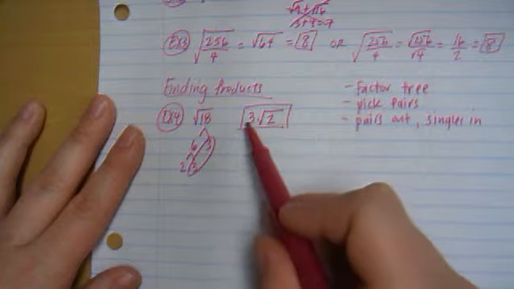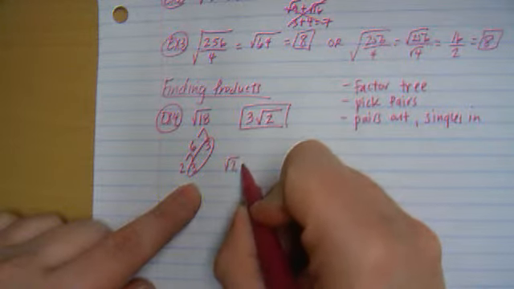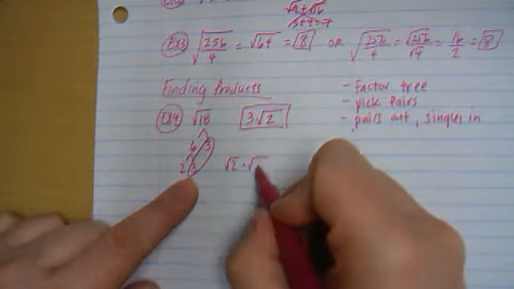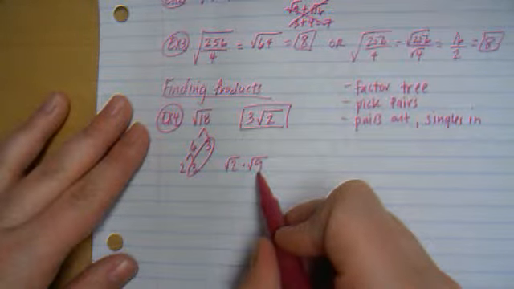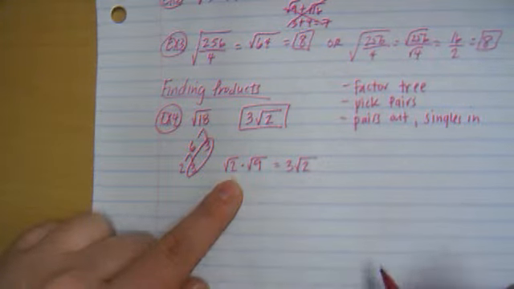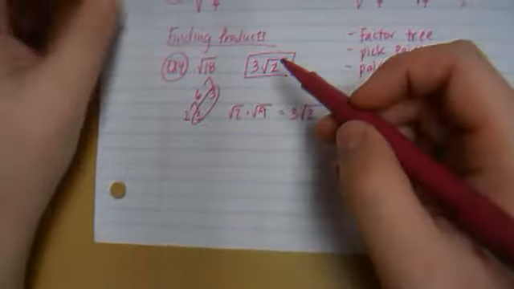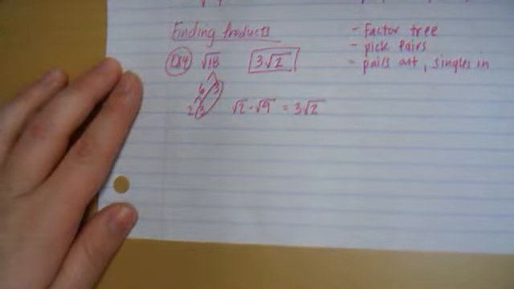The reason we only take one of these 3s out: if I were to rewrite this as radicals, I'd have the square root of 2 times the square root of 3 times 3, which is 9. Well, what is the square root of 9? It's 3, and then the root 2 doesn't reduce anymore. So those are the same thing. That's why we only take one 3 out, because when we square root it, that's what's left.